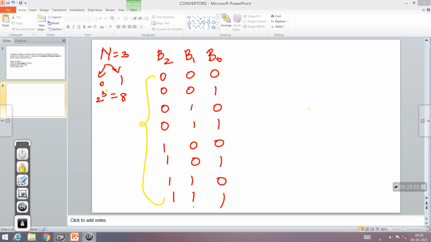you are having 3 bits, where each bit can have a value of 0 or 1. So the possible combinations are 8. 8 possible combinations. So these will be the inputs that you will be giving to that ladder network which I have drawn. And what was that ladder network?